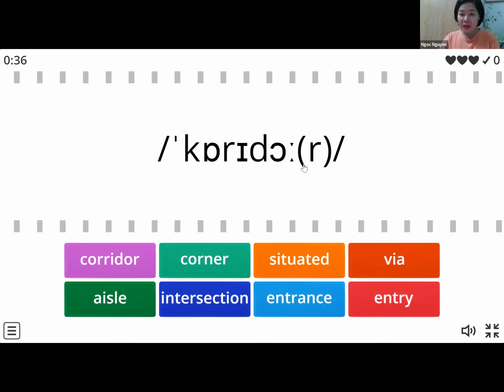You see here the or sound. It's not the long or. When you see this, your tongue rolls back, and you need to move your tongue a little bit up, and then a little bit backwards, and then you will have this or sound instead of the other or sound. Right? Then we'll have corridor.